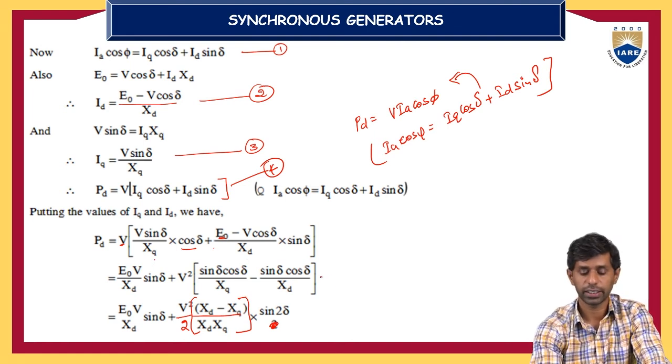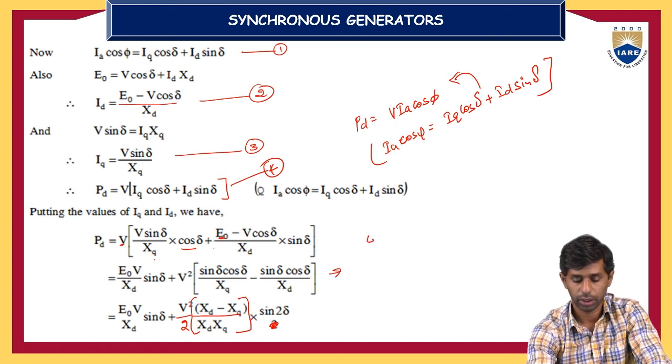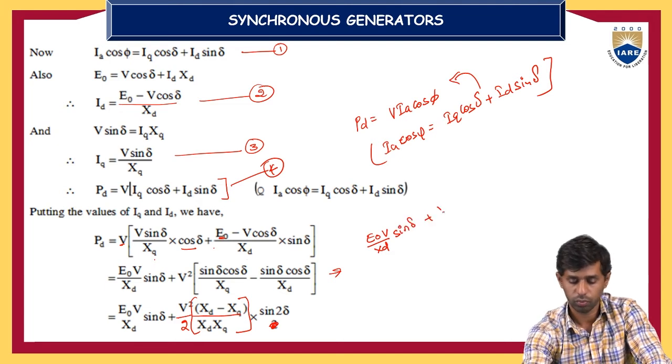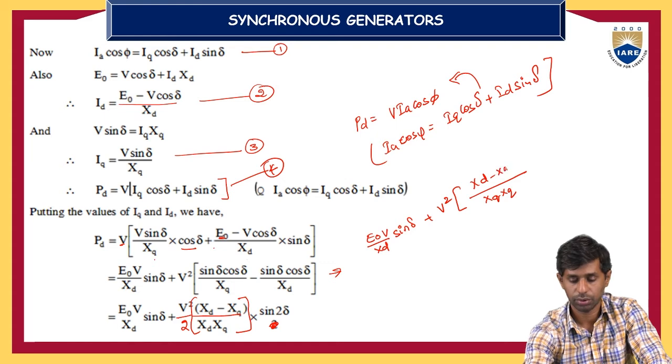Taking sin delta cos delta as common, we can write it here: E0 V by Xd into sin delta, plus V square into, taking Xq and Xd, Xd minus Xq by Xd Xq, into sin delta into cos delta.